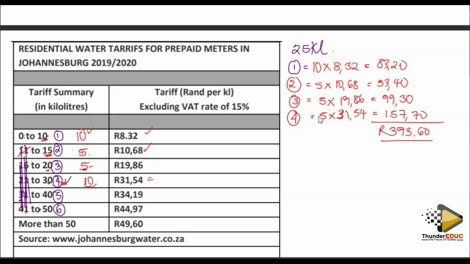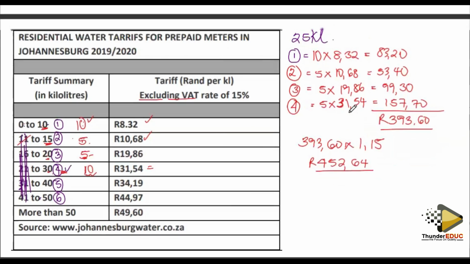So now the final answer, because the question says excluding VAT, your final answer should include VAT. So we shall say this amount of money, we need to include VAT, multiply by 1,15. So the answer becomes this. All right, that's the answer. This is water tariffs.